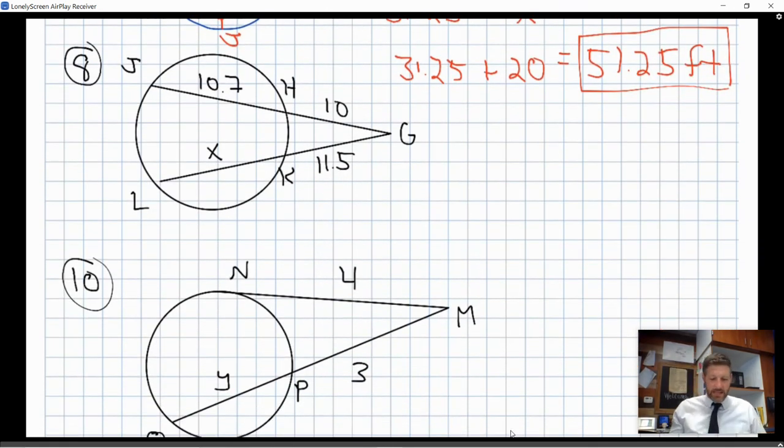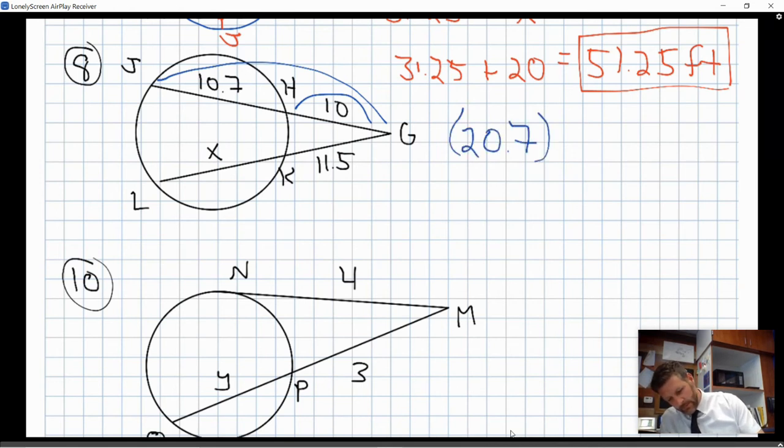Now we're dealing with secant lines, so we're going to want to use our secant product rule. We need to find x and then the missing secant segments, or the full lengths. So let's go ahead and apply it. It's the entire line times the piece of the line that's outside the circle. That entire line is 10.7 plus 10, so 20.7 times the part outside, which is another 10, equals the same thing at the bottom, the entire line.